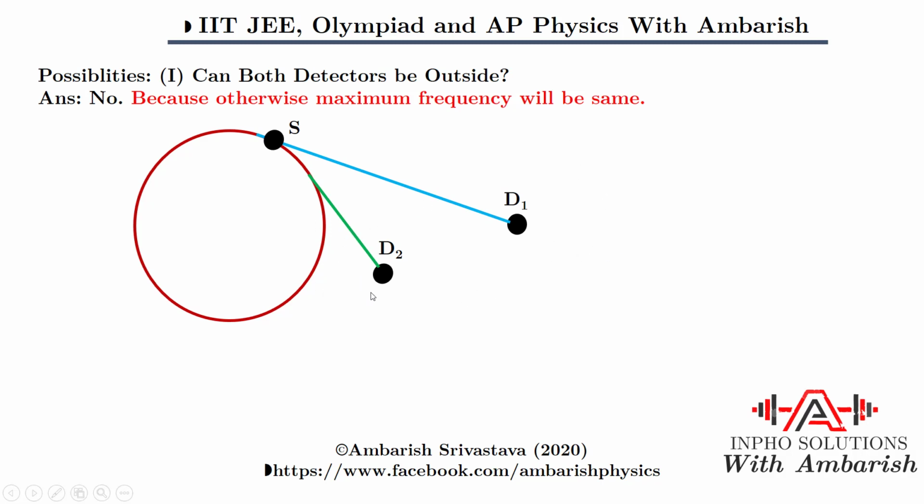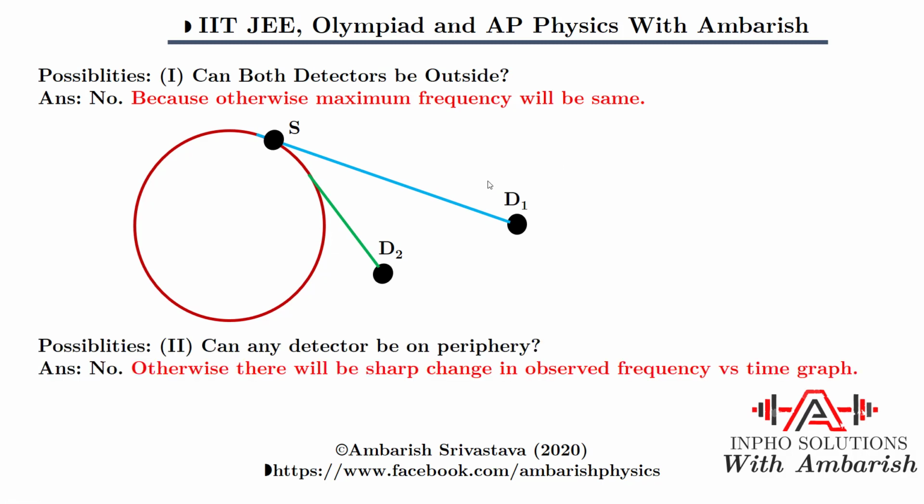All right. So this is something that we have deduced, and then let's look at this other possibility. Can any detector be on the periphery? If any detector is on the periphery, then when the source is about to approach the detector, there will be high frequency, and as soon as the source crosses the detector, the frequency will suddenly become low, and you will not have a smooth graph. There will be a discontinuous graph. Suddenly the frequency will be high, and then after crossing the detector, suddenly the frequency will go low. So this type of graph is not visible, and therefore this possibility is also ruled out, that any of the detectors is on the periphery of the circle.